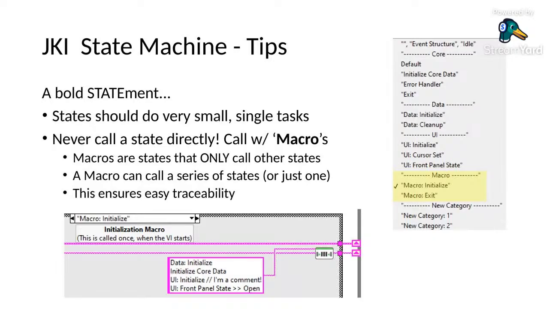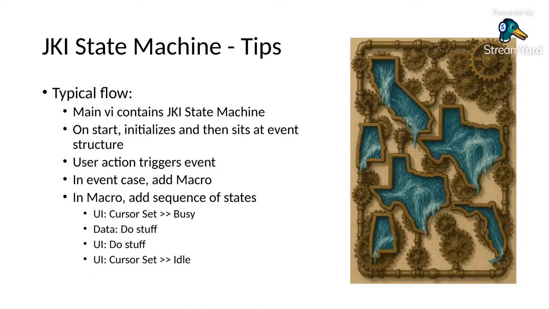So, all right. The typical flow is, as I kind of touched on already, and we'll see here in just a bit, that you'll have a project, you'll have a main VI that contains your state machine. When the state machine starts, it runs through certain initialization steps, which is already baked in, and you can just add your specific stuff in there as needed. And then when a user action happens, it triggers an event. You would trigger a macro in this case, right? And then in the macro, you would add whatever sequence of states that you want to do.